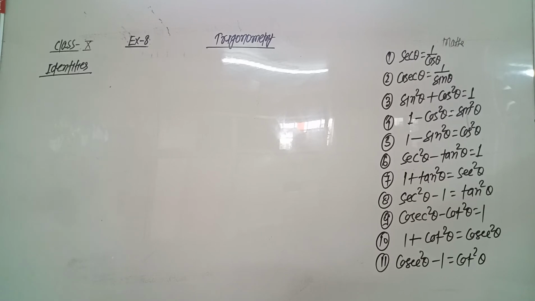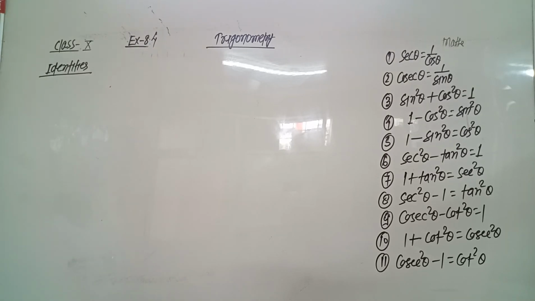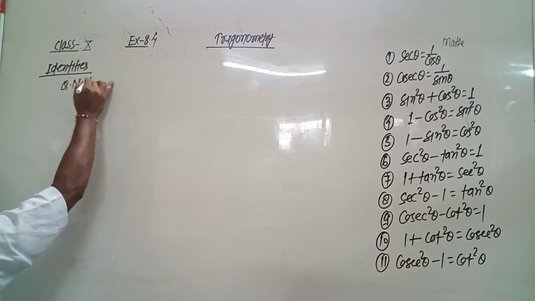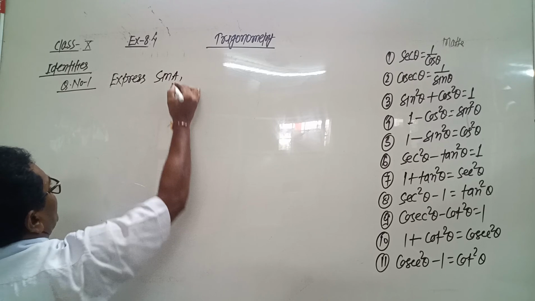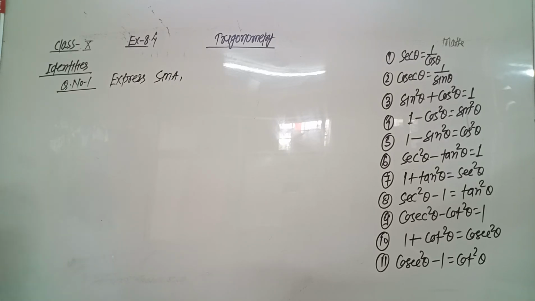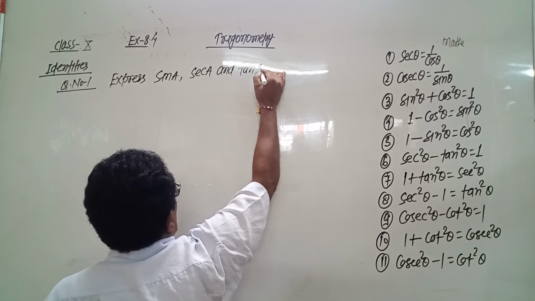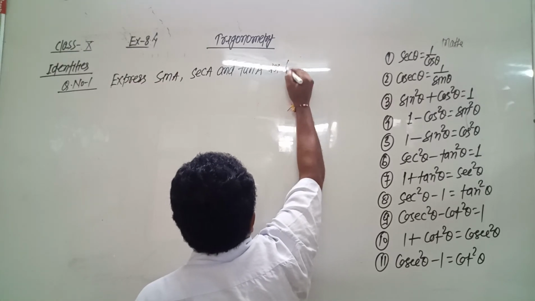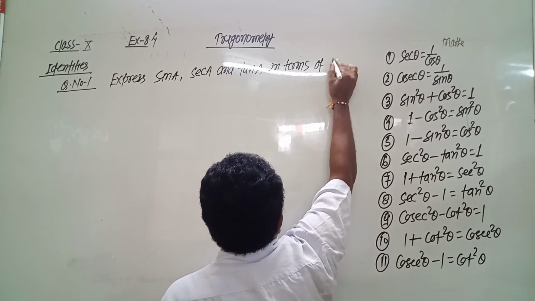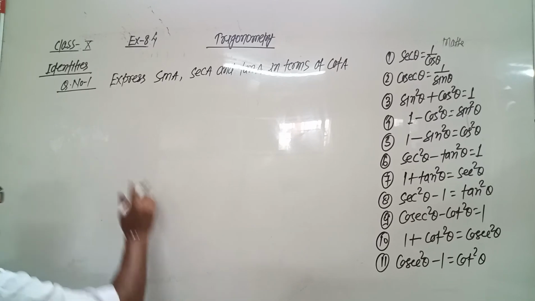So the exercise 8.4. The first question: express sin A, sec A and tan A in terms of cot A. So firstly we have to express sin A in terms of cot A.